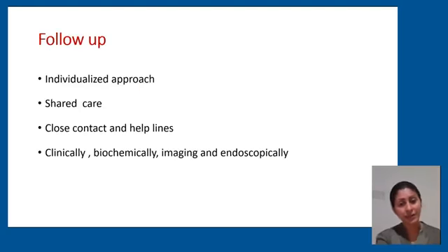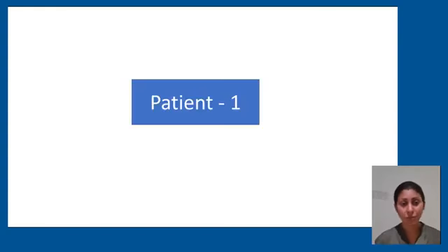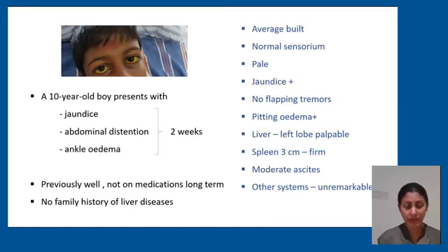The first patient I would like to share is a 10-year-old boy who presented with jaundice, abdominal distension and ankle edema for 2 weeks. He was previously well and not on any long-term medications, and there was no family history of liver disease. You can see the examination findings. He was jaundiced, pale, had edema, and there was a palpable left lobe with splenomegaly. He did have ascites.